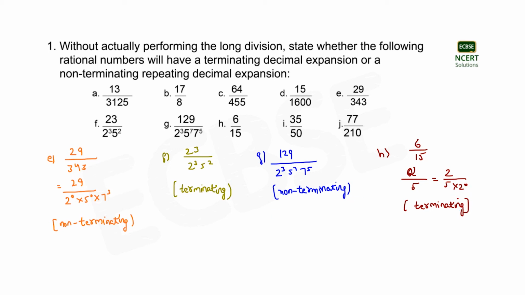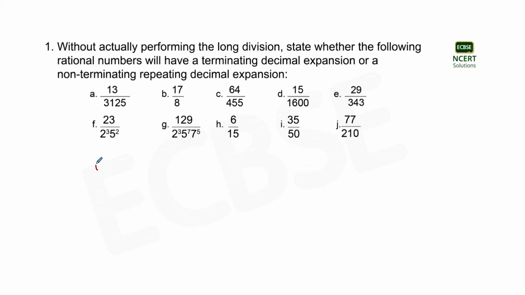Okay. Now coming to the I part, here the number given is 35 by 50. So simplifying this form and cancelling the common term, it will result into the number 7 by 2 raised to power 1 into 5 raised to power 1. As only the factors 2 and 5 are present in the denominator, its decimal expansion will definitely be a terminating decimal expansion.